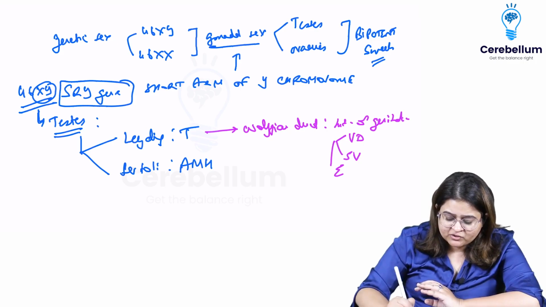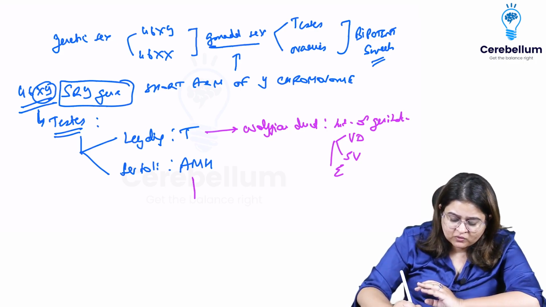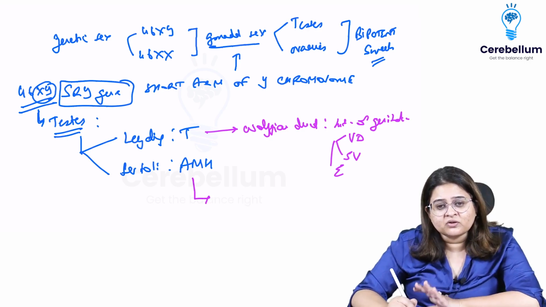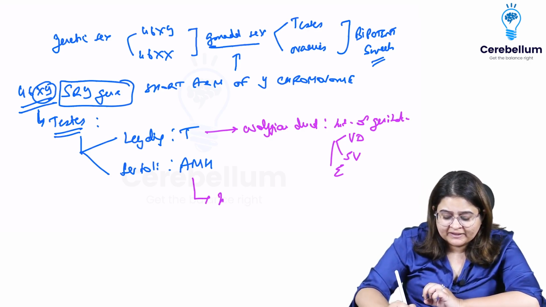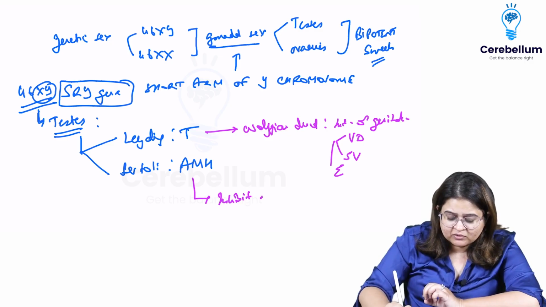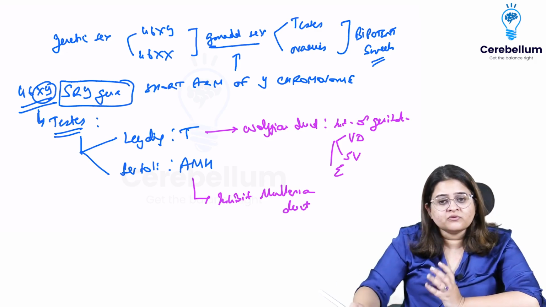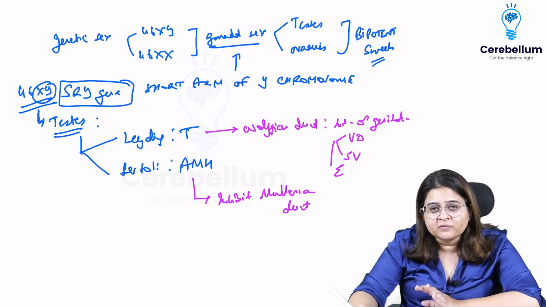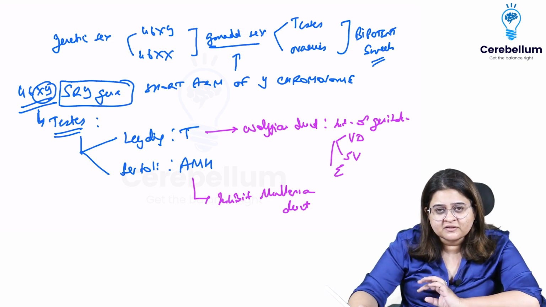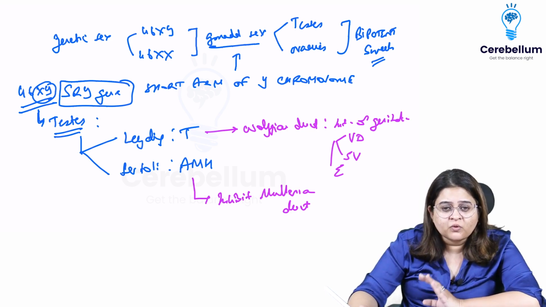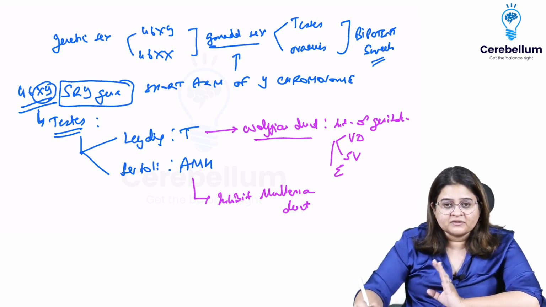What does the AMH do? AMH is going to cause anti-Mullerian growth. That means it's going to inhibit the growth of the Mullerian duct. So that means the uterus won't form, because the uterus forms from the Mullerian duct. So the uterus and the structures related to the Mullerian duct will not form, but what is going to form is the Wolffian duct, right?